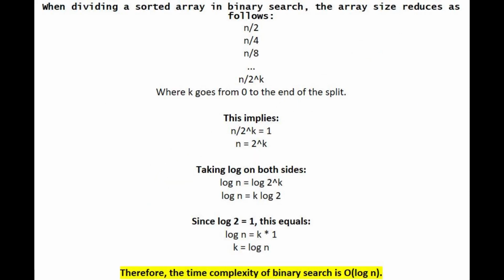Let's break this down. If you have one element, it takes at most one step. If you have two elements, it takes at most two steps. For four elements, at most three steps, and so on. This logarithmic growth means that even for very large lists, the number of steps remains relatively small. After k iterations, the size of the array becomes 1, narrowed down to the first element or last element only.